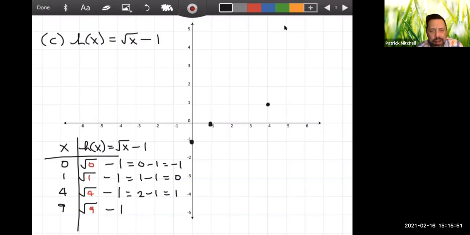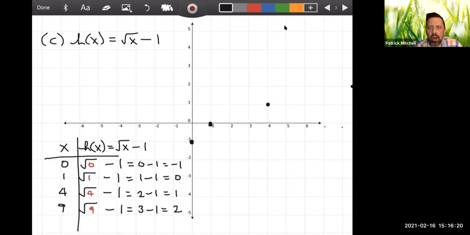All right, and then finally we have 9. The square root of 9 is 3. 3 minus 1 is 2. So that's the point (9, 2). I can almost get that point. It would be, let's see, there's 7, there's 8. 9 would be just a little bit off my screen. It'll be right about there.